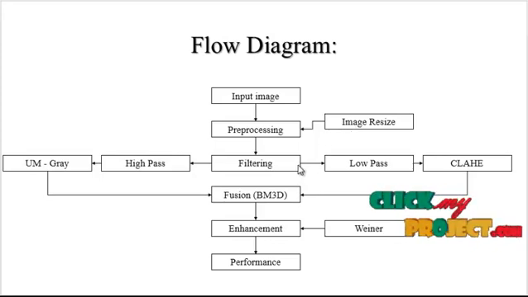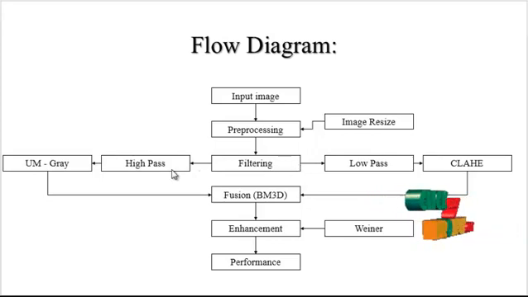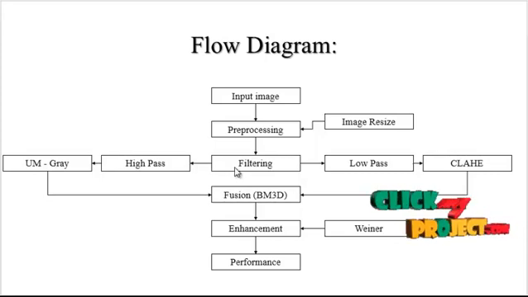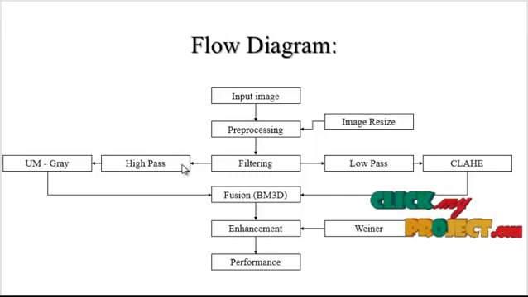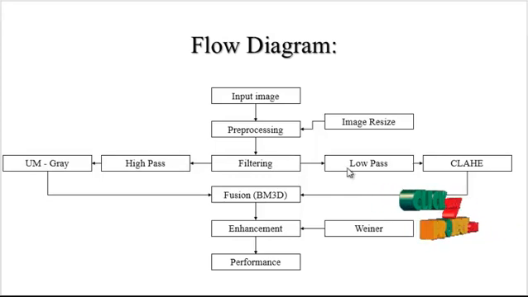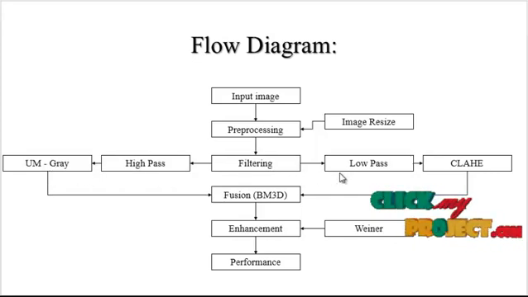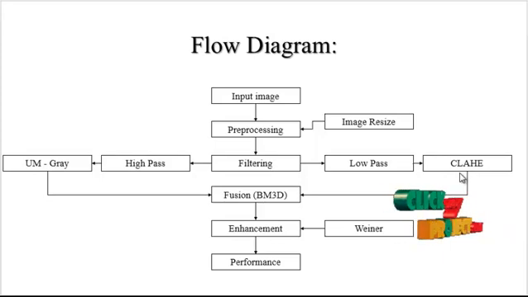In this filtering, first the image is split into two types, that is the high pass image and the low pass image. After converting the single image into one high pass image and one low pass image, some of the details will be present in the high pass image, some of the details will be present in the low pass image. Now the high pass image goes into the grayscale conversion. Then the low pass image goes into the CLAHE method, which is a kind of histogram equalization method. After getting these two results, we fuse the two results by using the BM3D method.